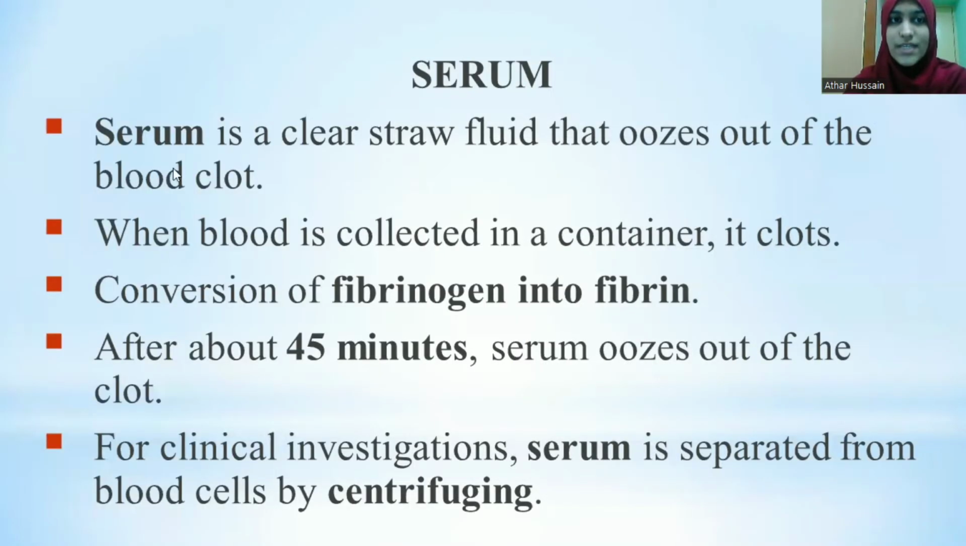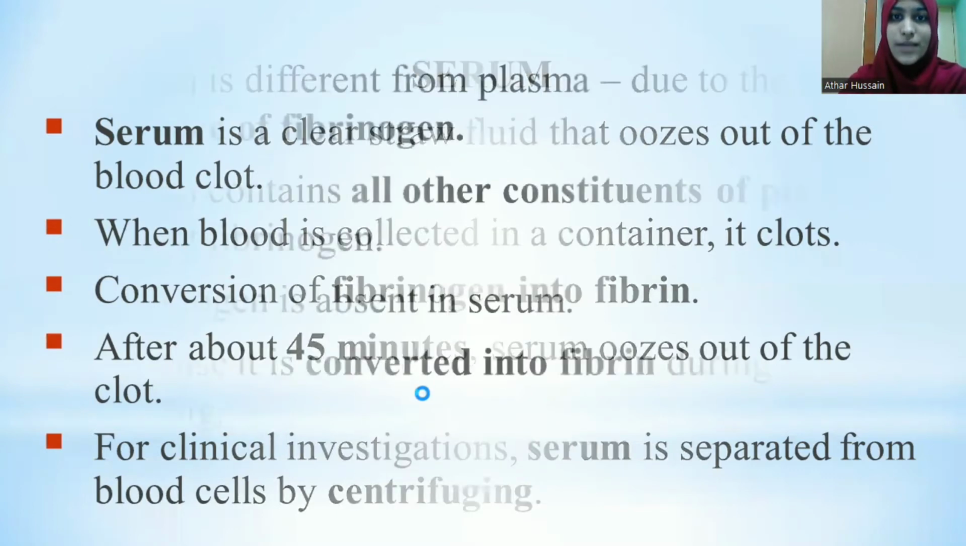Serum. What is serum? That is present after the blood has become clot, after the blood clot happens. So let us read this. Serum is a clear straw fluid that oozes out of a blood clot. We saw it earlier in that picture. When blood is collected in a container, it clots. We all know that. How? This is due to the conversion of fibrinogen into fibrin. When this happens, after 45 minutes, serum oozes out of the clot. So for clinical investigations, serum is separated from blood cells by centrifuging.